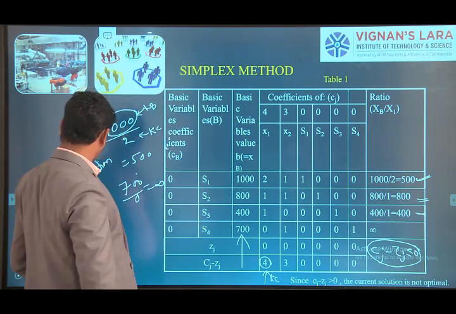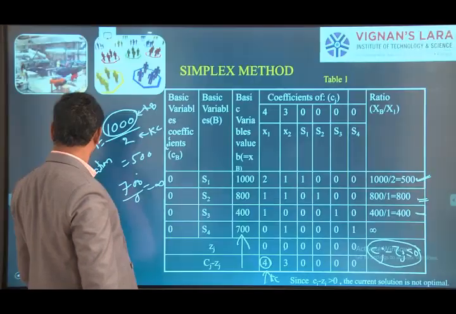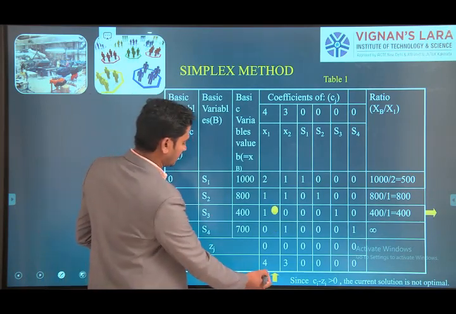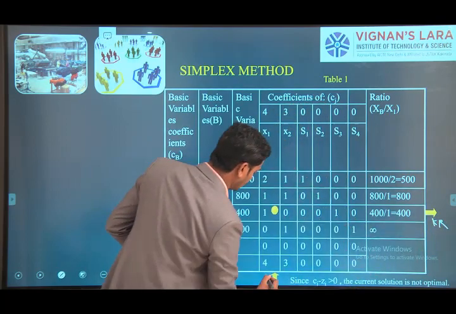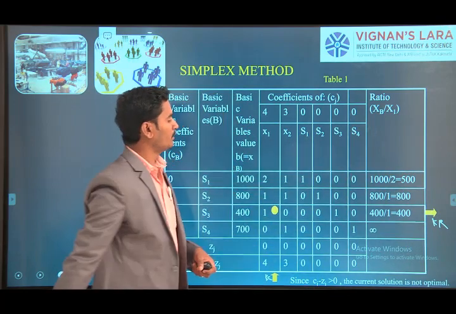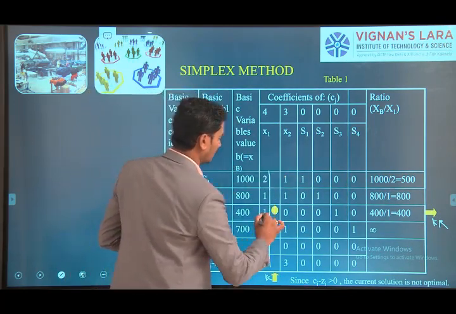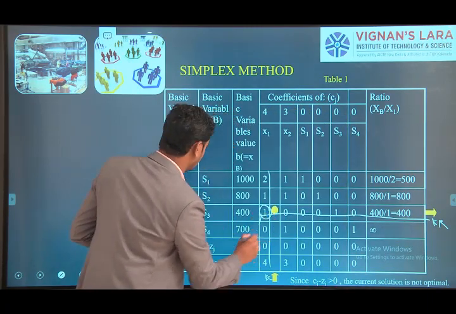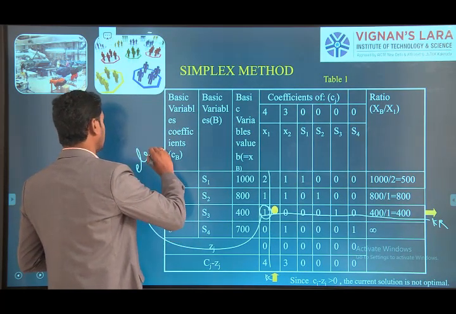See this. This is the key column and this is the key row. How do we take the key row? The minimum value from the minimum ratio. Here we have the key row and key column. Here we have one combined point. That point is called the key element.